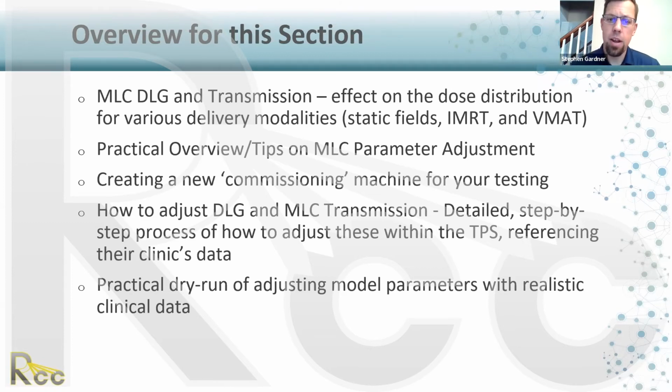Then I'll talk about how to create a new commissioning machine for your testing. I'll go over what the workflow would be in ARIA or in Eclipse, which is the planning system that my institution uses. And then we'll take a look at how to actually adjust the DLG and MLC transmission, the step-by-step process of how to adjust these within the TPS, and then you can reference your clinic's data after going through this. And then we'll go through a practical dry run of adjusting model parameters with realistic clinical data. So just an example from my clinic.